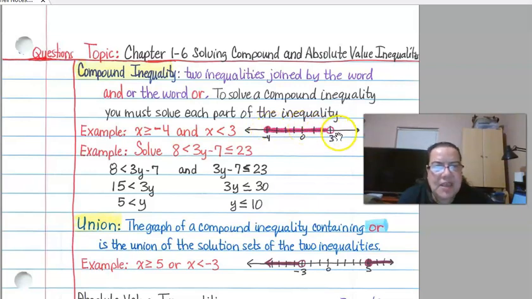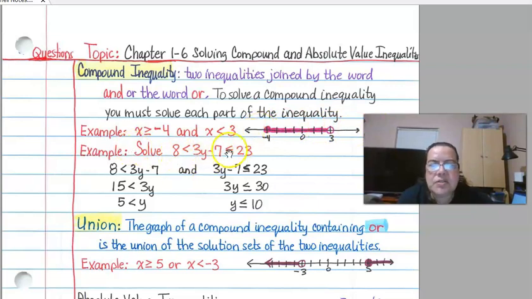But at the same time, I need to identify the other part now. X is less than 3. So here's my 3. It's not equal to it, so it's an open circle, and less than. So where these two meet is right in between here. So the number you're looking for is going to be somewhere inside this area. It can be the number -4, but it can't be the number 3 or more.